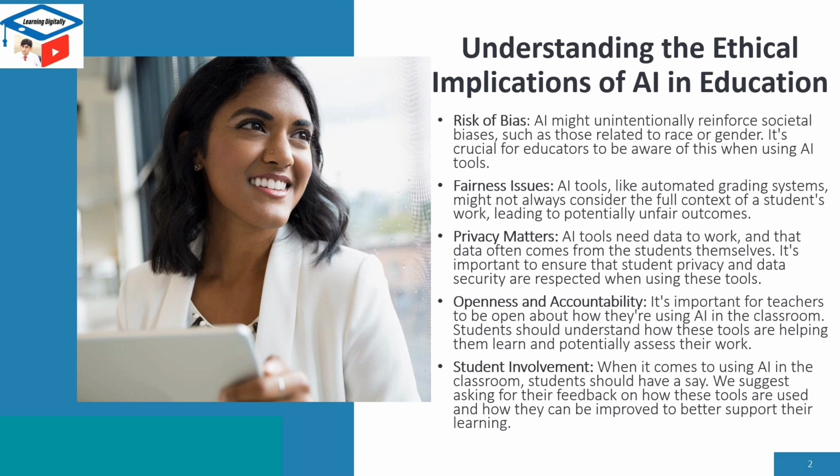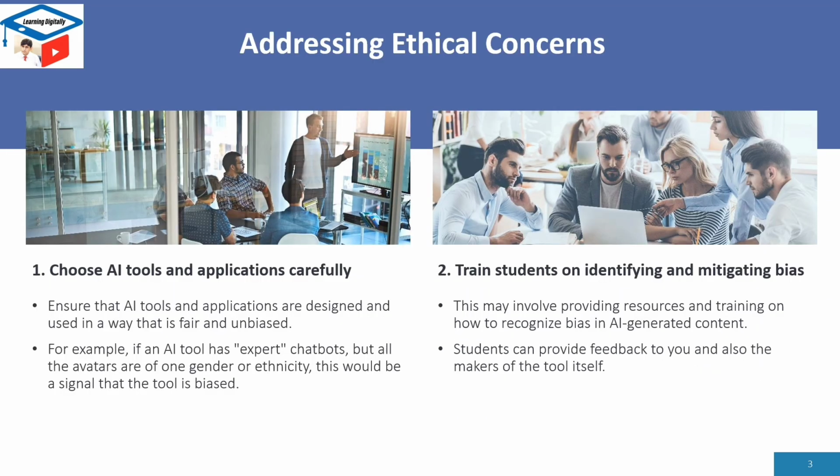Number four, openness and accountability. It's important for teachers to be open about how they are using AI in the classroom. Students should understand how these tools are helping them learn and potentially assess their work. And number five, student involvement. When it comes to using AI in the classroom, students should have a say. We suggest asking for their feedback on how these tools are used and how they can be improved to better support their learning.